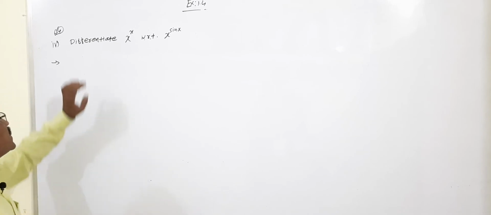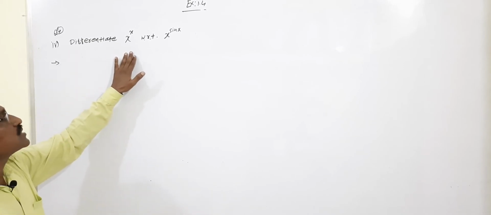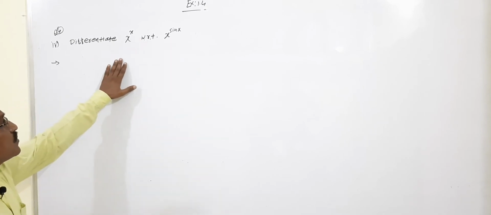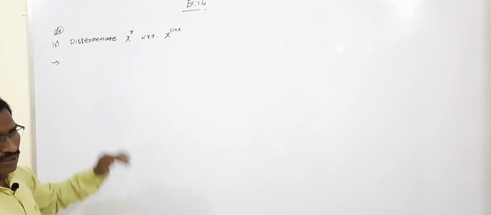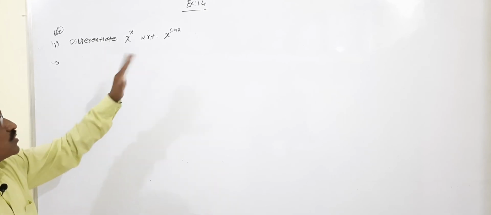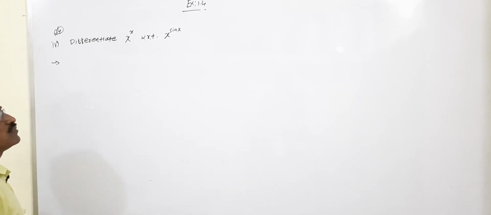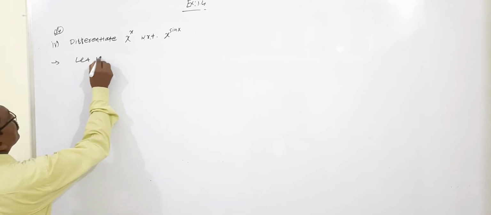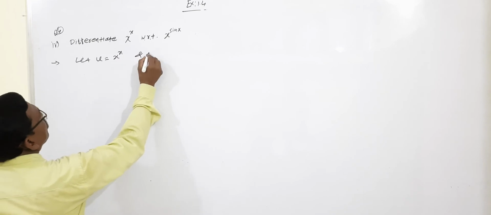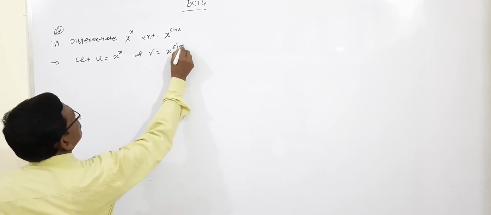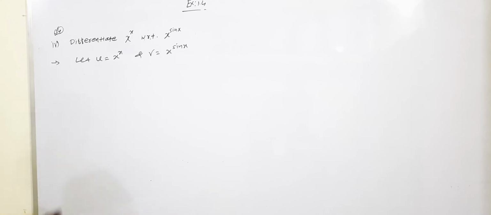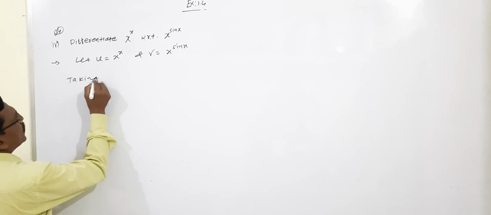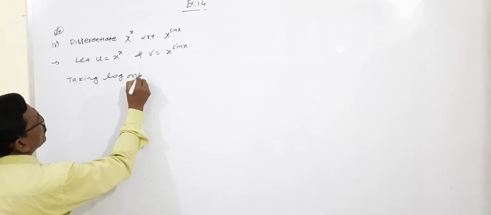Now take the next: differentiate x to the power x with respect to x raised to the power sin x. Here both functions are like x to the power x, meaning a function of another power function. So let u equal x to the power x and v equal x to the power sin x. First of all, we take log on both sides. Taking log on both sides.